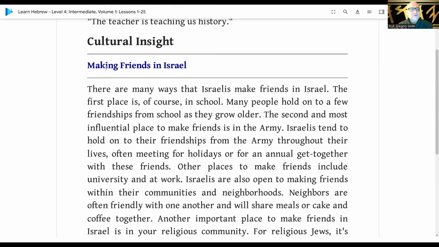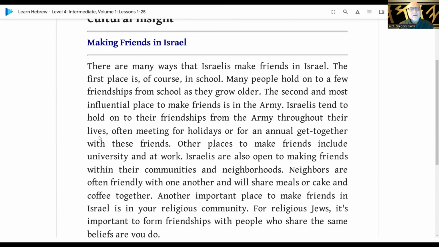All right, so cultural insight, making friends in Israel. There are many places that Israelis make friends in Israel. The first place is, of course, in school. Many people hold on to a few friendships in school. As they grow older, the second and most influential place to make friends is in the army.